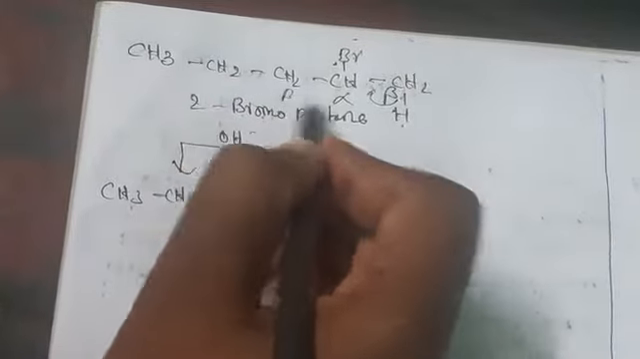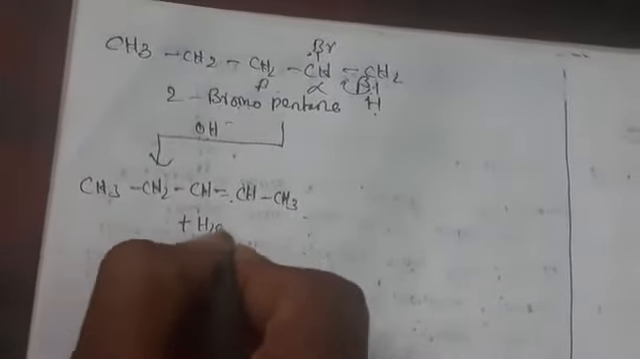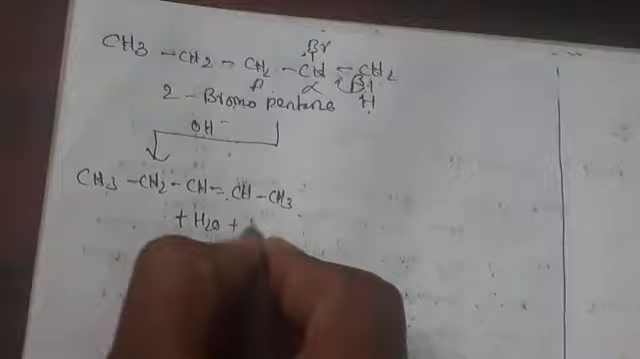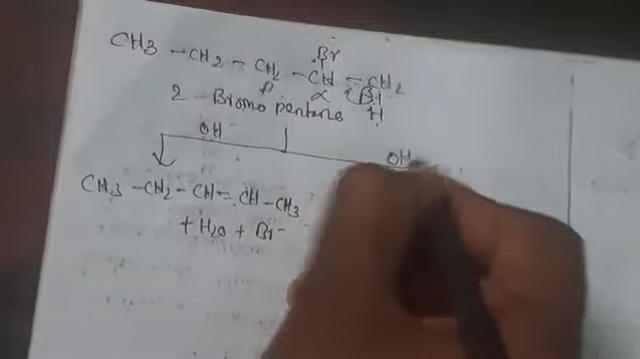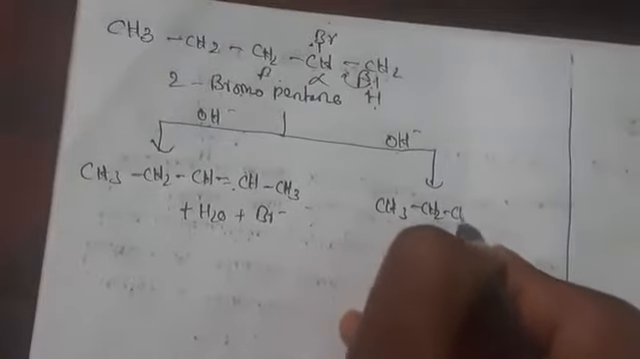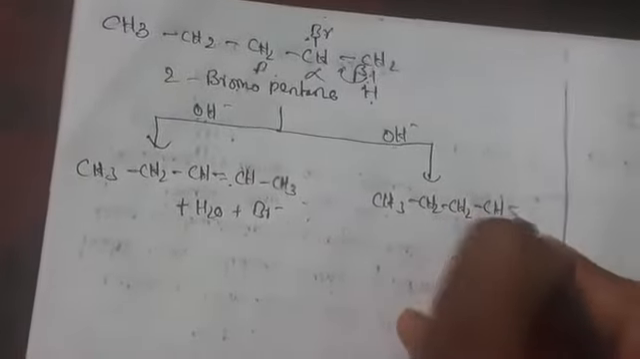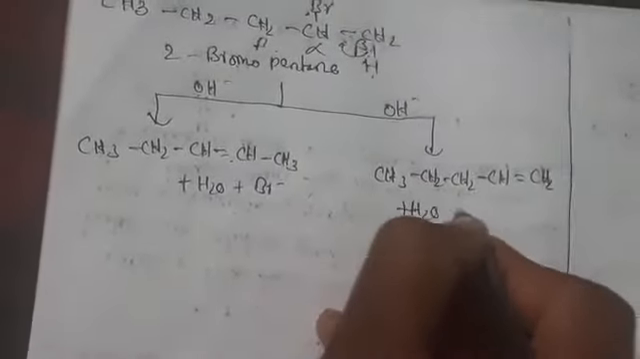We can also remove a hydrogen from the other side, which is also a beta position. From this one we can take, or from this side. I have taken this side's hydrogen, so I got the double bond here. H2O is lost with OH minus, and Br minus is lost. So you are getting CH3, CH2, CH2, CH, double bond, CH2. This is another product, where H2O and Br minus are lost. So this is about the elimination reaction.